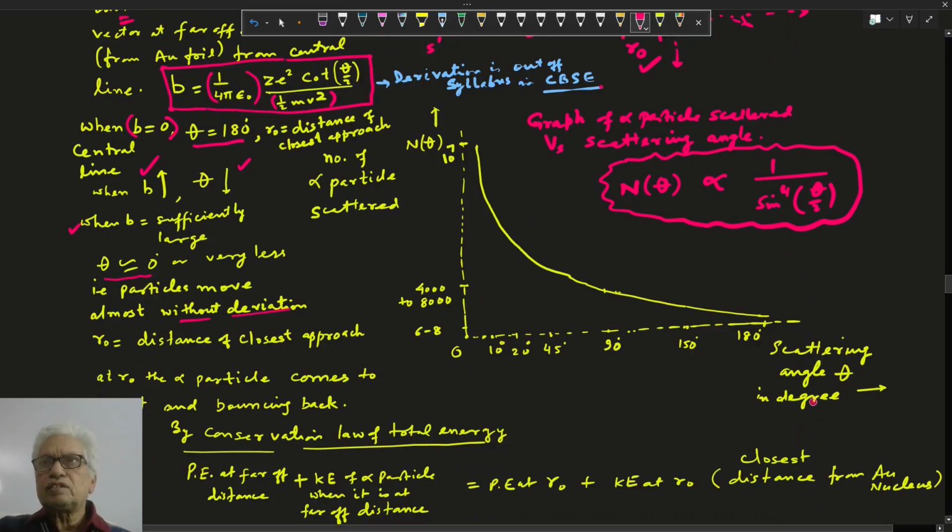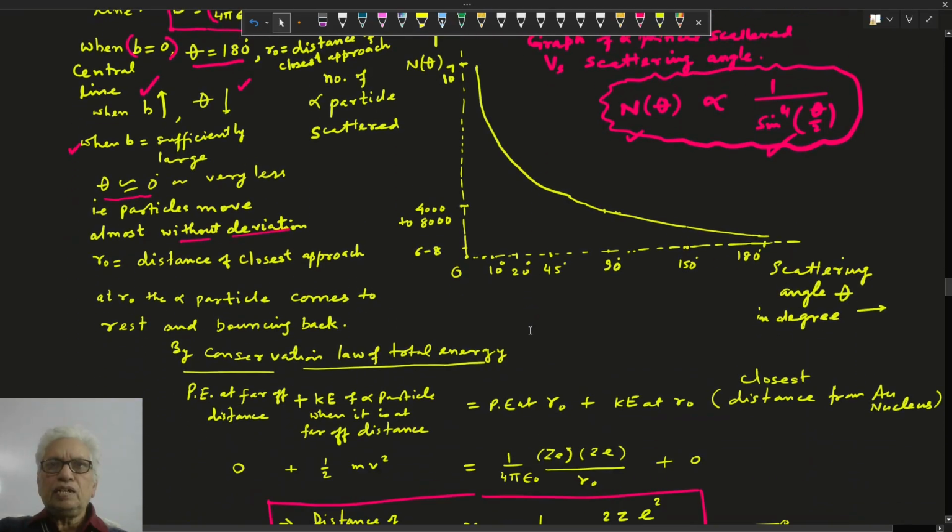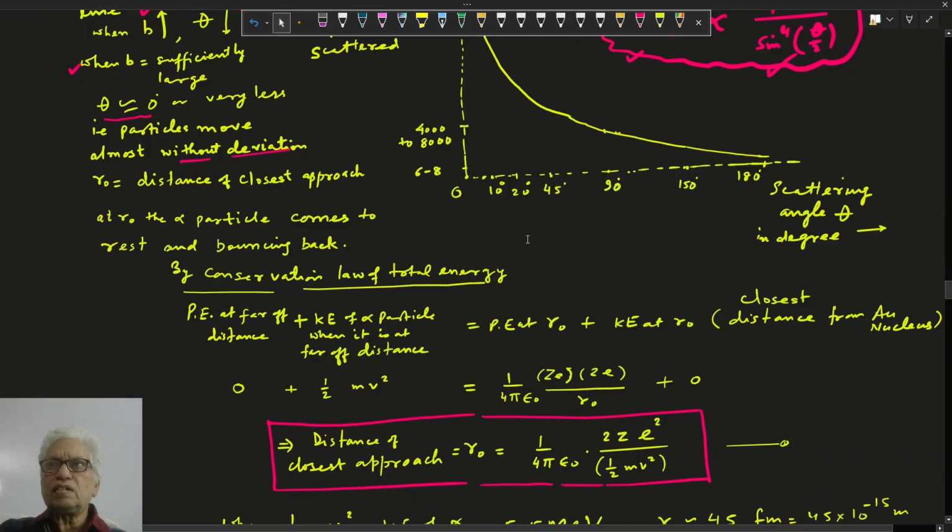The number of alpha particles scattered, N(θ), is directly proportional to 1/sin⁴(θ/2), where theta is the scattering angle. When theta is 0 degrees, on the central line, the particle moves toward the gold foil and from here it bounces back. So this is the distance r0, called the distance of closest approach. Here at distance r0, the particle comes to rest momentarily and then bounces back. We can easily find out r0, the distance of closest approach.